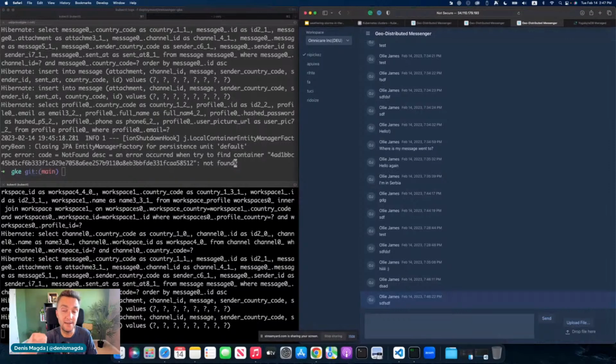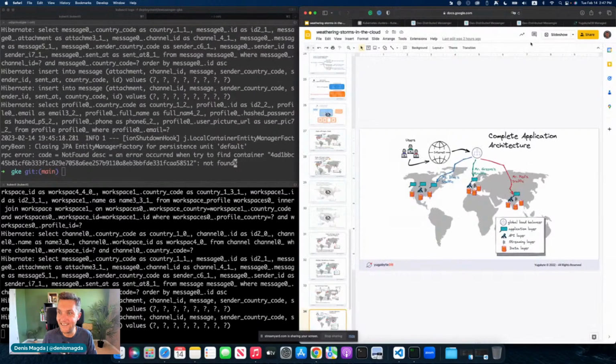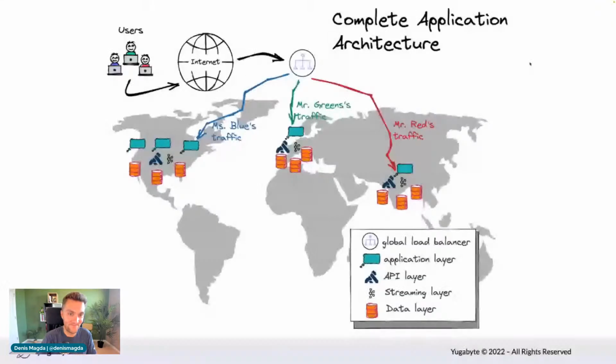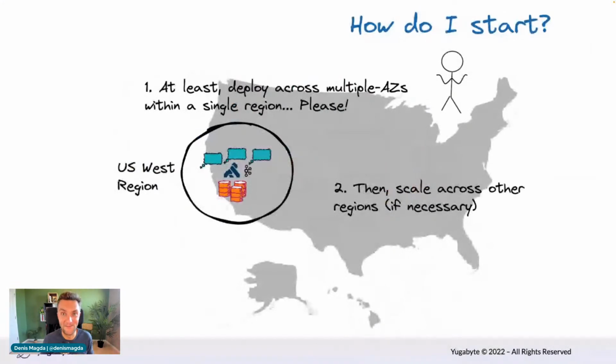And also the data will be served from your globally distributed database, because a distributed database always keeps more than one copy of your data. All right. So to finalize, how do you start?